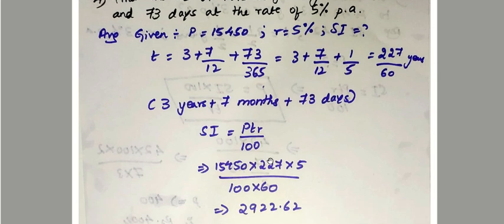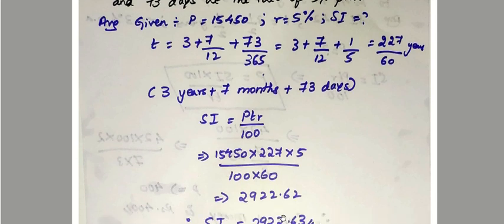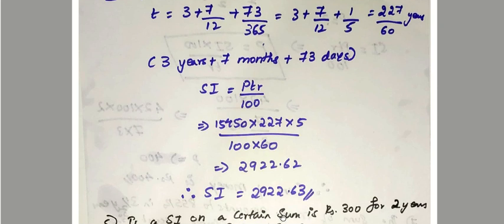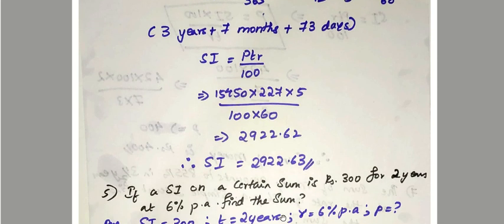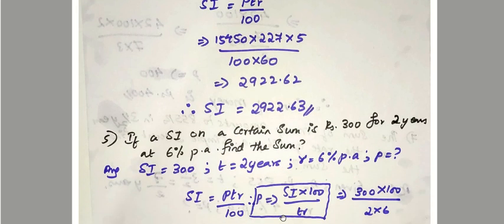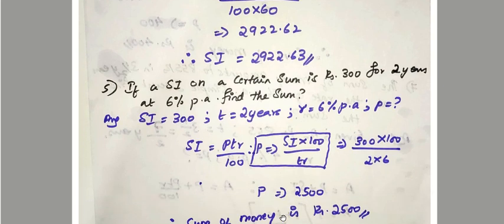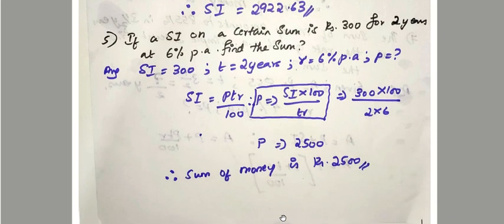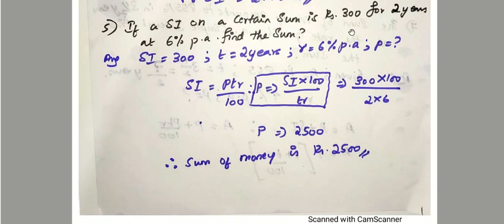So simple interest is equal to PTR by 100, which is 15,450 into 227 into 5 divided by 100 into 60. So you get a simple interest amount to be 2,922.62 or 63.